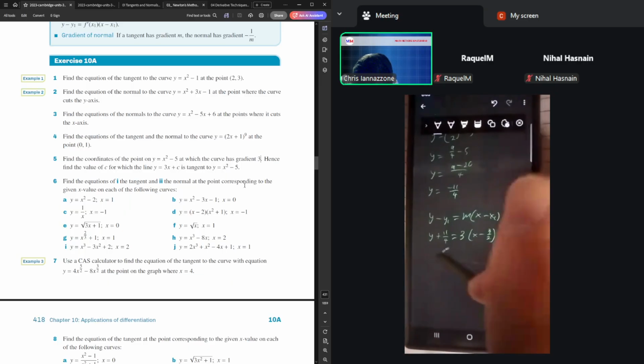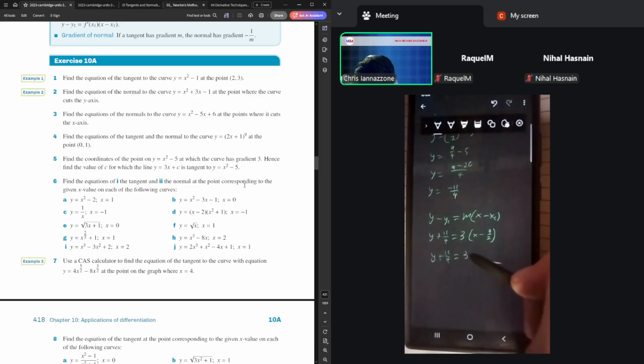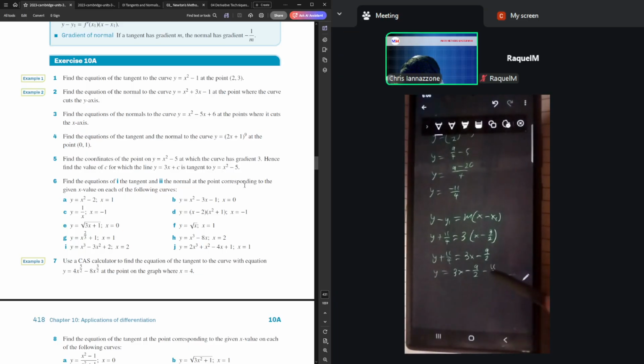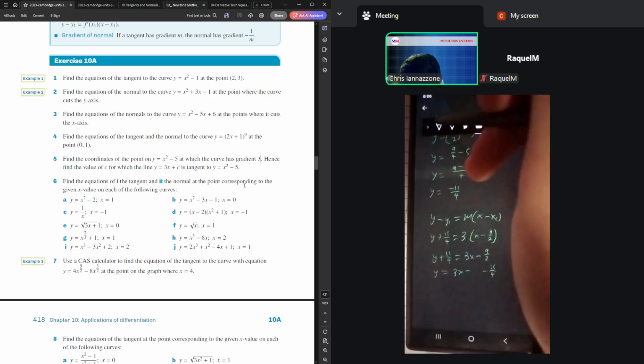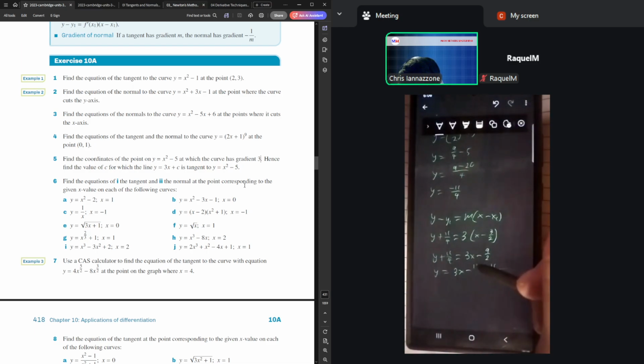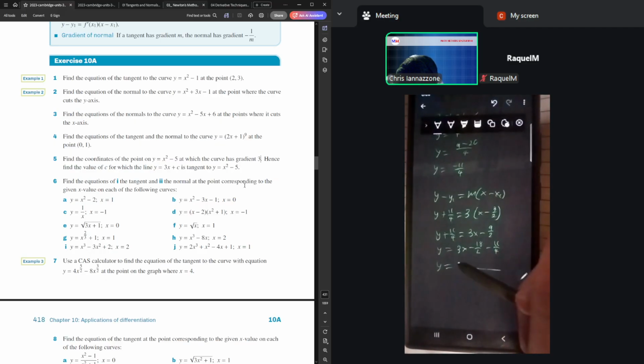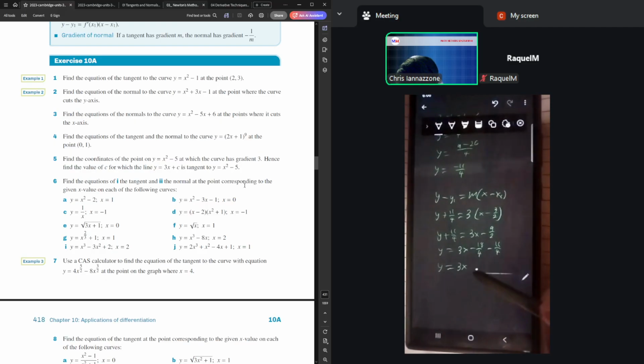And from here, yeah, we're just going to simplify. Y plus 11 on 4 equals 3x minus 9 on 2. Y equals 3x minus 9 on 2 minus 11 on 4. Maybe we'll quickly change that 9 on 2 into an 18 on 4. And finally, y equals 3x, what's that going to be, 29.